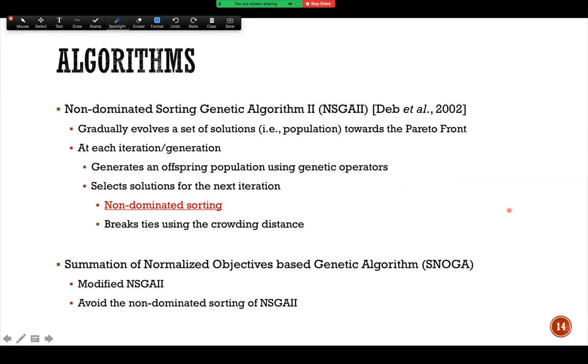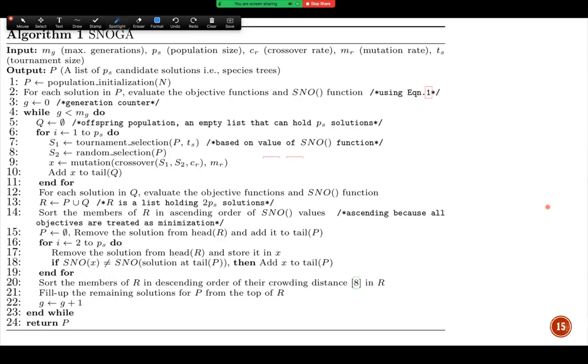We develop an algorithm which we call Summation of Normalized Objective space Genetic Algorithm, in short SNOGA, by modifying NSGA-II. In SNOGA, we avoided the non-dominated sorting of NSGA-II as we found it related to the two issues that we mentioned earlier. Here is the algorithm of our SNOGA.